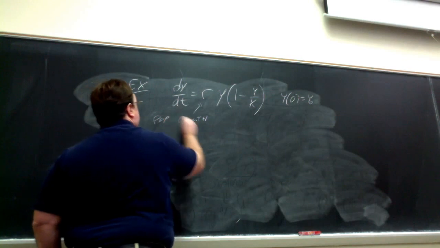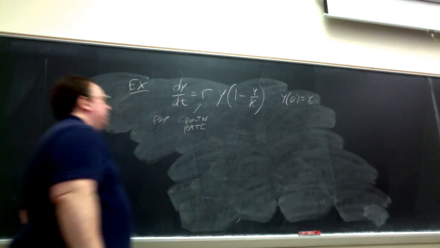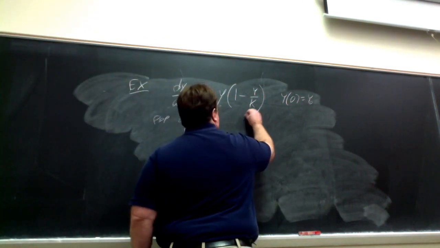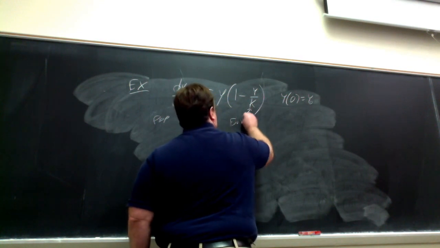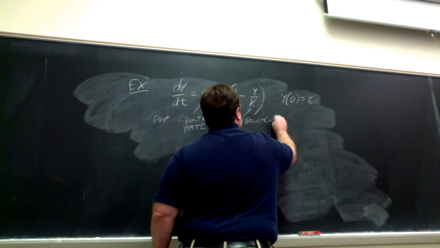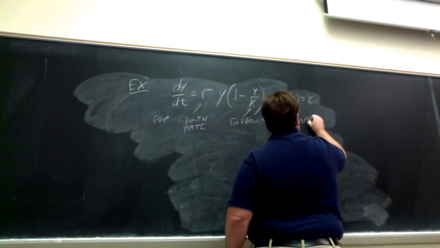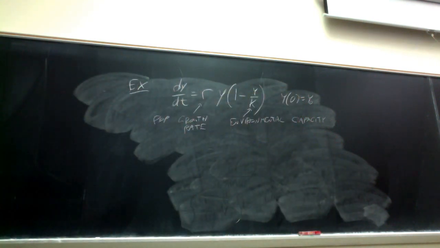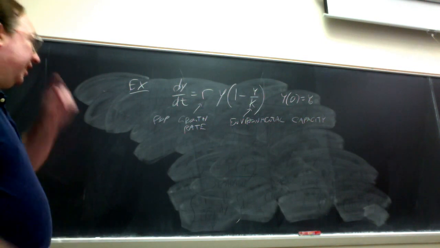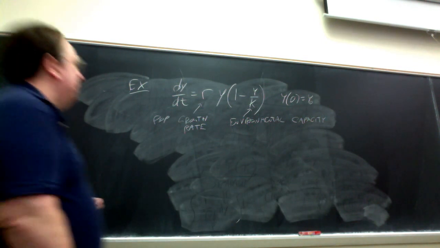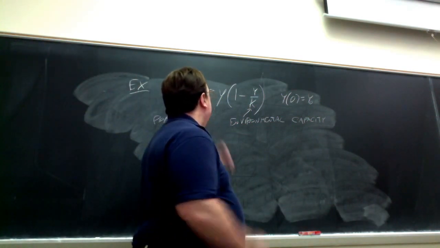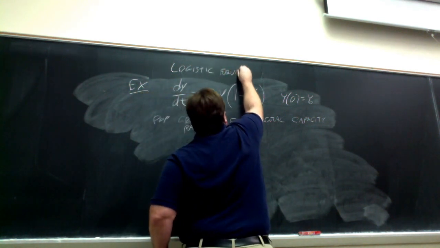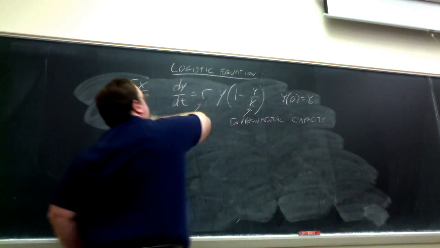Okay, so r is the population growth rate, and K is the environmental capacity. So in other words, you think of it as like the maximum population that the environment can possibly sustain. And this whole equation is called the logistic equation, which has a number of applications. This is only one of them.